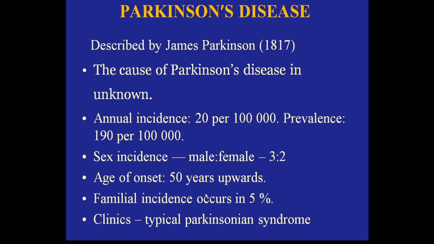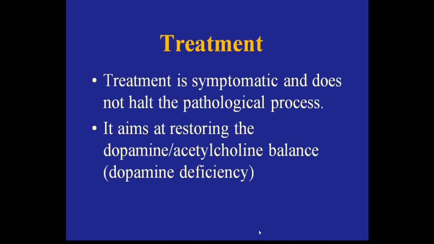The cause of Parkinson's disease, unfortunately, is unknown. You can see on the picture incidence, prevalence, sex incidence. I want to draw attention, age of onset, 50 years upwards, rarely earlier in age. Clinical pictures, typical Parkinsonian syndromes. But their first symptoms are unilateral. This is typical for Parkinson's disease.